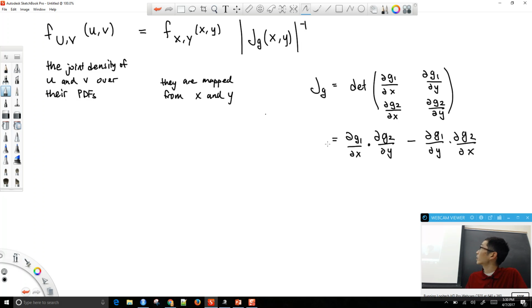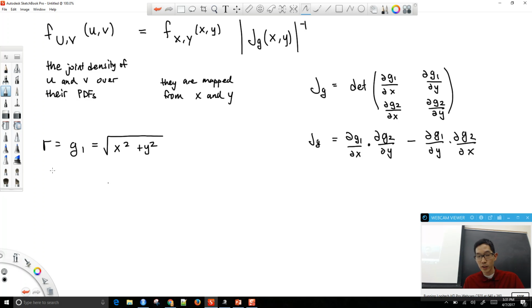All right, and then this is j sub g of this thing, and then you take the inverse of this. So what we want to do is go from x and y to r. We're going to call this function g1, and g1 is going to be the square root of x squared plus y squared.